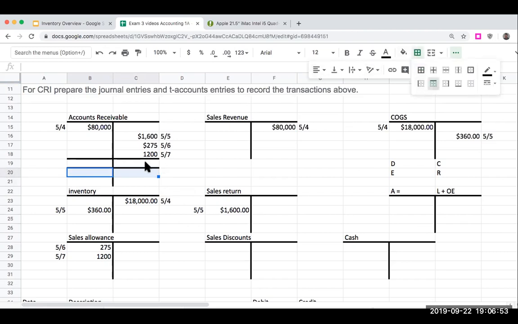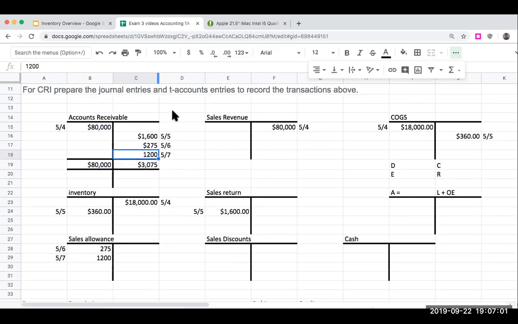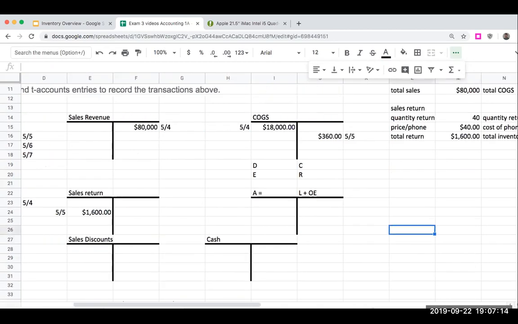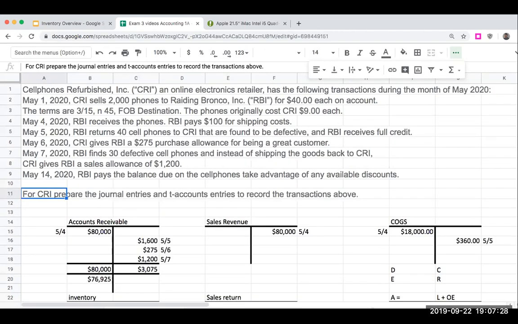So right over here, I had a total of 80,000 in debits, and I have a total here of 3,075 in credits. So the total amount that I am owed by this customer, I subtract the smaller from the larger value, and I'm going to get $76,925. So the total AR that is owed is going to be $76,925.